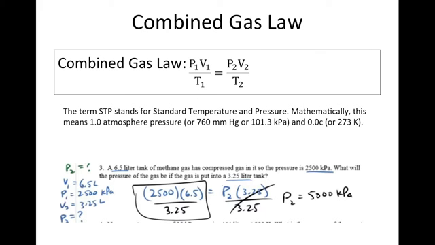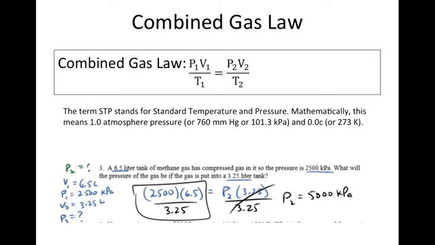So, combined gas laws. Combined gas laws is P1 times V1 over T1 is equal to P2 times V2 over T2. The term STP stands for standard temperature and pressure. Mathematically, this means 1 atmosphere pressure or 760 mmHg or 101.3 kPa, and 0.0 degrees Celsius or 273 Kelvin.